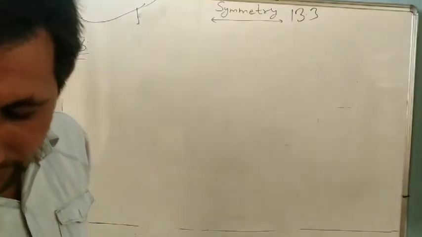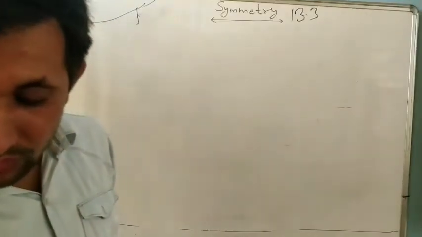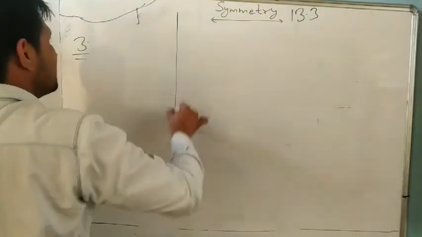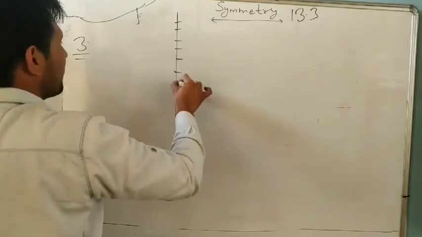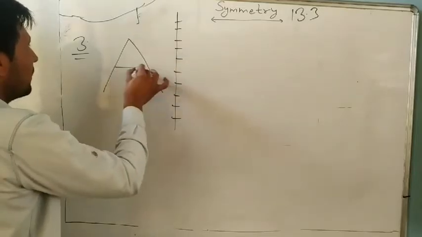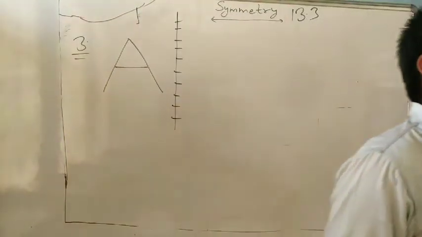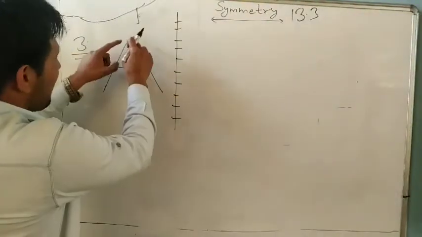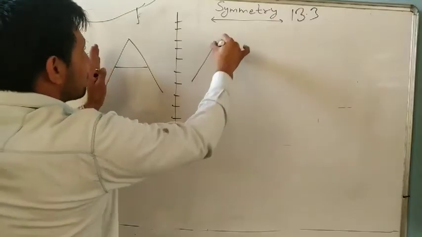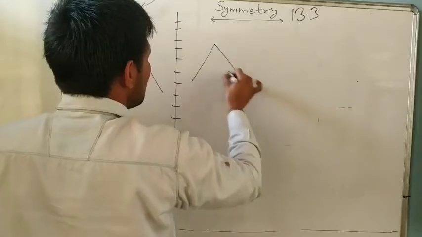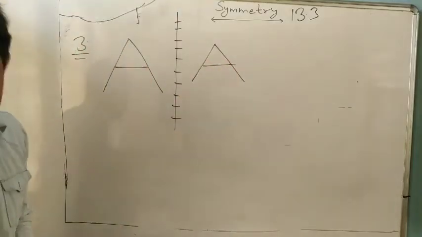In each of the following, a letter of the alphabet is shown along with a vertical line. Take the mirror image. It is a mirror here, so we have to find the mirror image. What I told you: in a mirror image, left becomes right, right becomes left. So what is on the right side goes to the left side, and the image of A is the same.